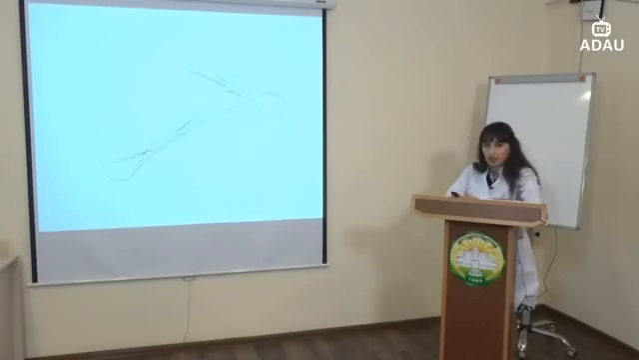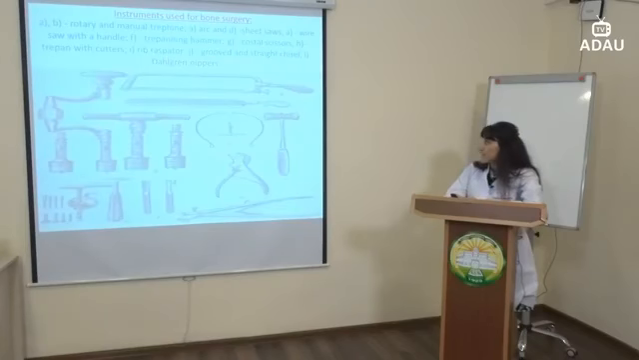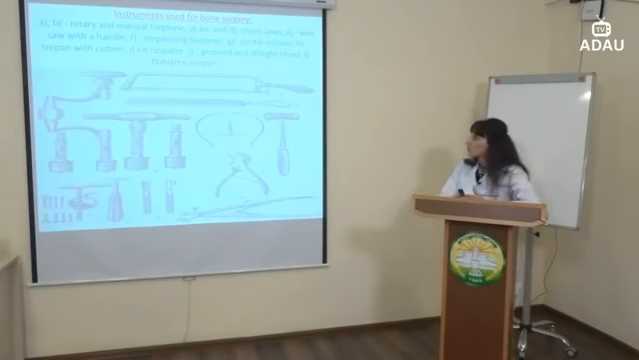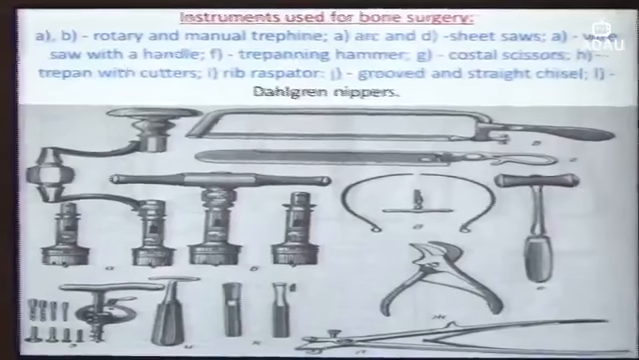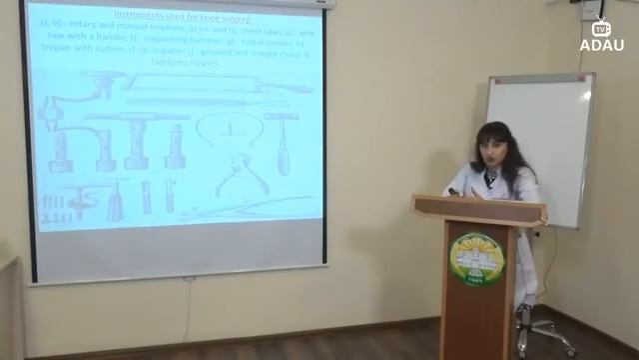These are towel clamps, and these are instruments used for bone surgery. Bone surgery has a rotary and manual trephine, first and second picture, arc and wire saws, sheet saws, Dahlgren nippers, grooved and stride chisels, costal scissors, trepan with cutters, rib scissors, and a rib rasp, used when we want to resect some part of the ribs.